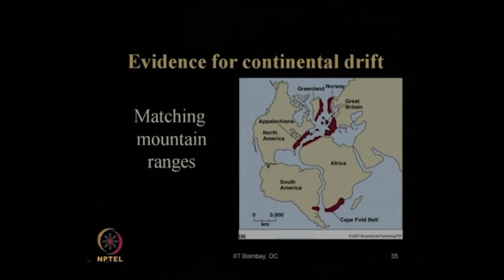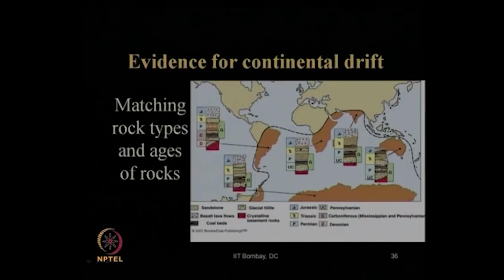Similarly, at this location also with Africa and South America, which automatically shows that probably once upon a time they were together, and with time they got separated out, and today's various continents got formed. So, this is another evidence for the continental drift theory of Wegener.